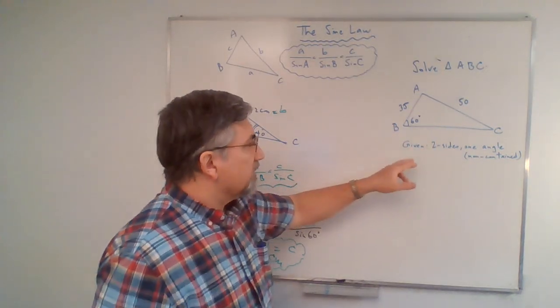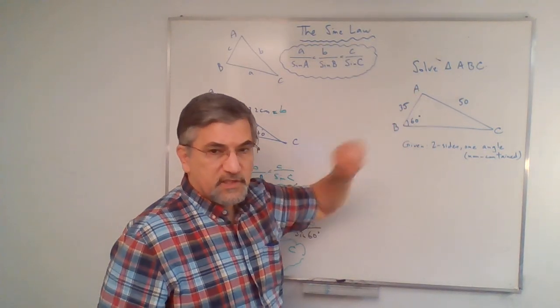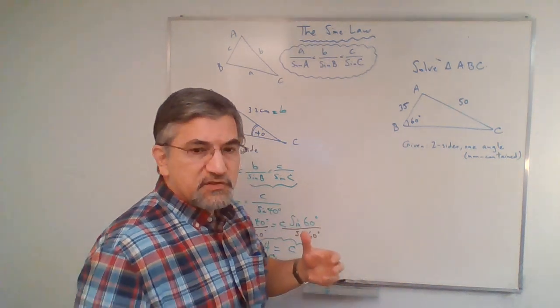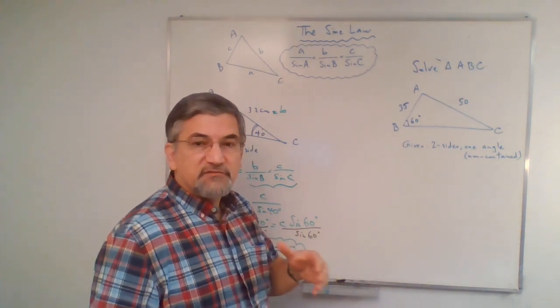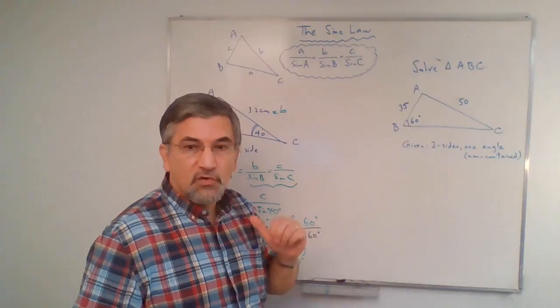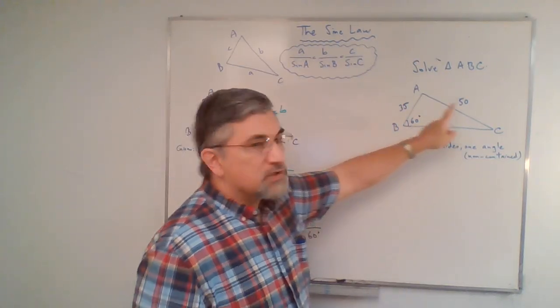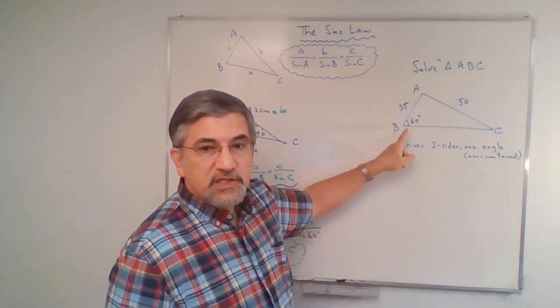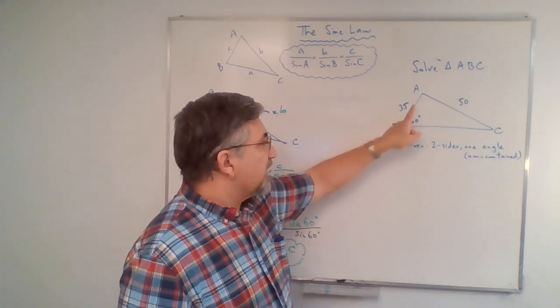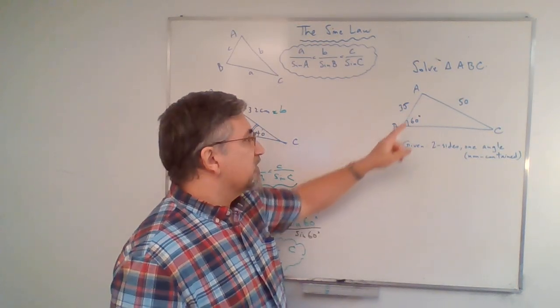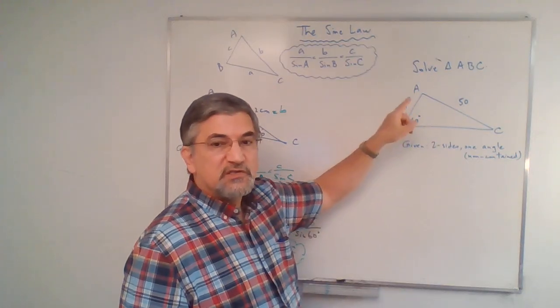And in this diagram, first of all, it says solve triangle ABC. We have talked about the meaning of solving a triangle in the past. It means we have to find everything, all three sides, all three angles. So we have to find many things here. But here, two sides and one non-contained angle are given. If angle A was given, then that would be two sides and one contained angle.